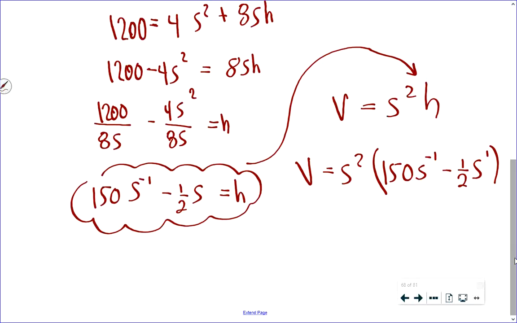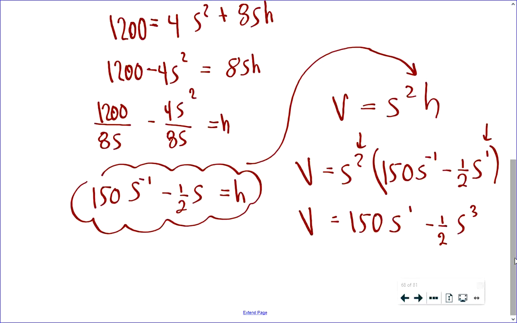Don't forget here, Demi, we always want to simplify before we differentiate. I mean, within limits. If you had a binomial raised to the 10 and you wanted to differentiate it, you don't want to multiply that out 10 times. So now I'm going to have volume equals 150 s. I'm adding the two exponents, positive 2 and negative 1, to get an exponent of 1. And then minus 1/2 s cubed. Again, I'm adding the exponent of 2 and the exponent of 1 to get s cubed. You okay with that step, Demi?